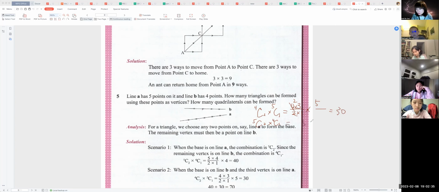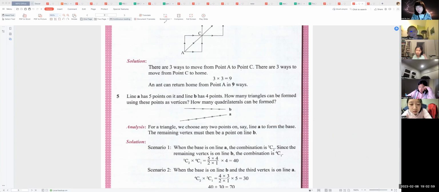And this one is 5 times 4 over 2 times 1, times 4. So the answer is 40. So 30 plus 40 equals 70. Get it, everybody? We're often confused about when to use combination and when to use permutation.